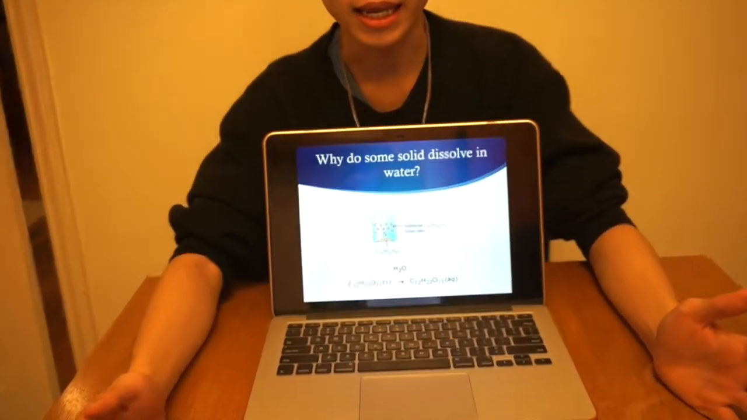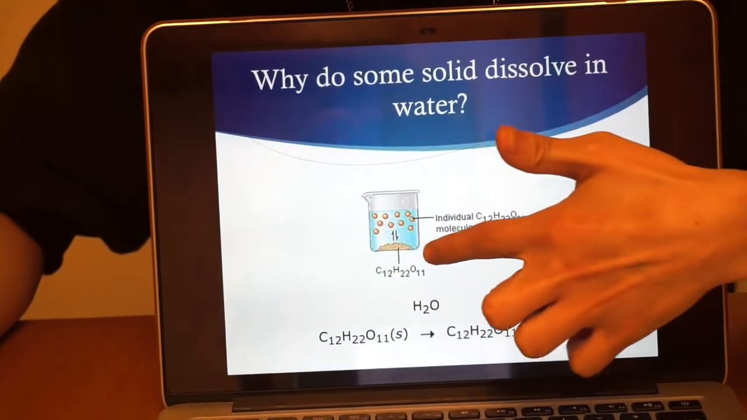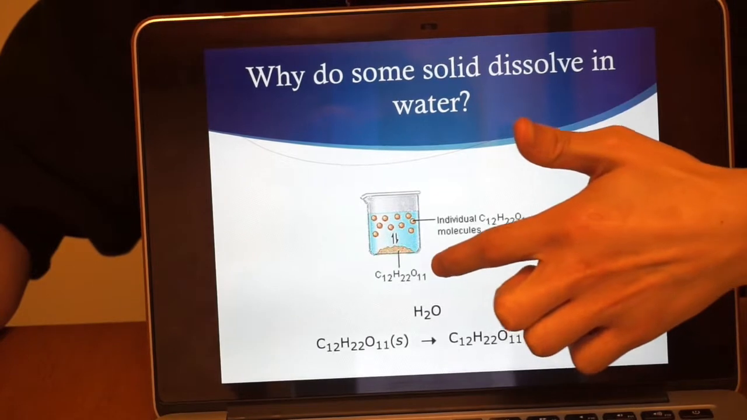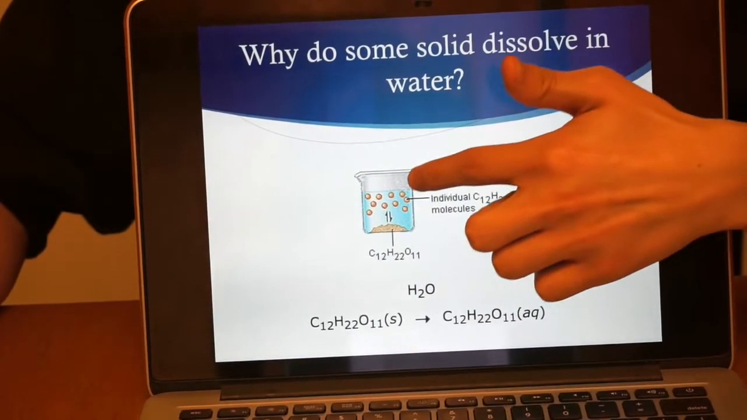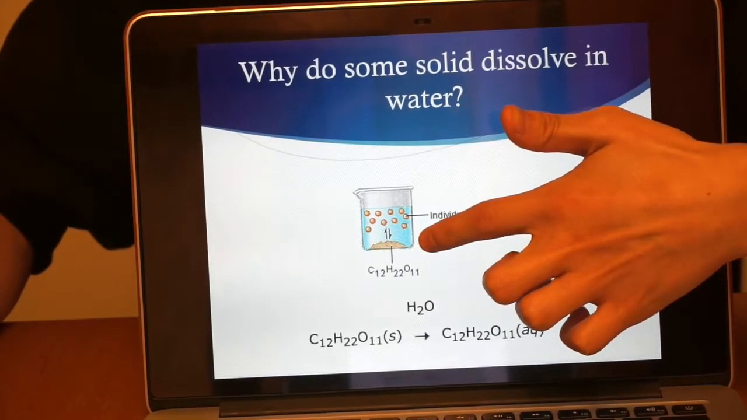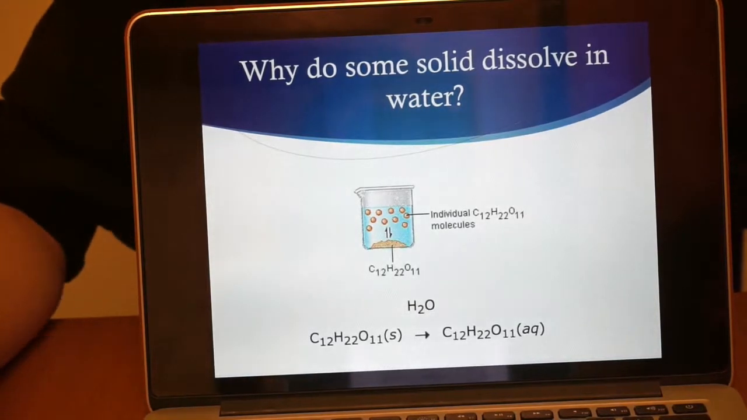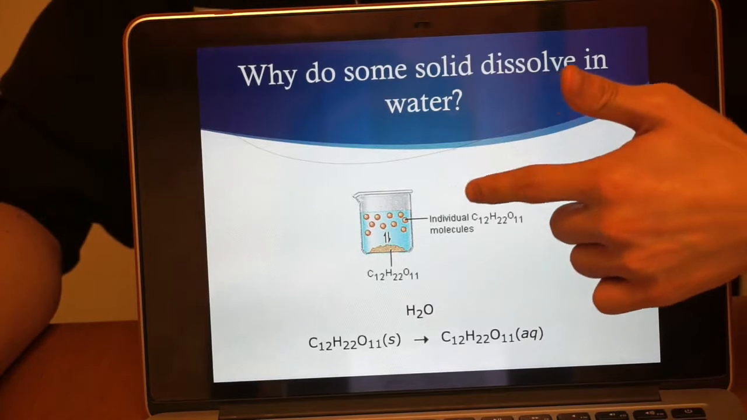It's Toby, and I am going to do an extension of the presentation on why some solids can dissolve in water. First we have the sugar, which is C12H22O11, and you can see this is an example where some sugar has already dissolved, but some couldn't. That is a precipitate.